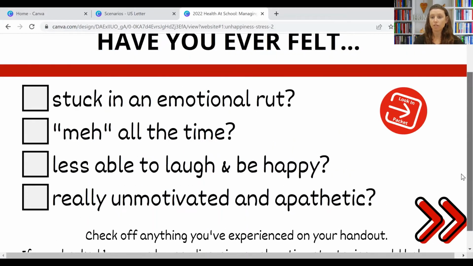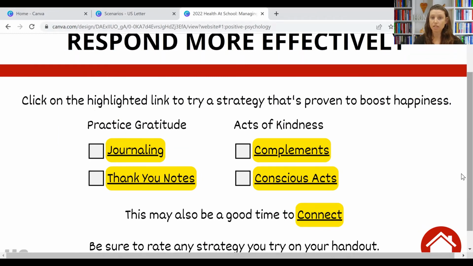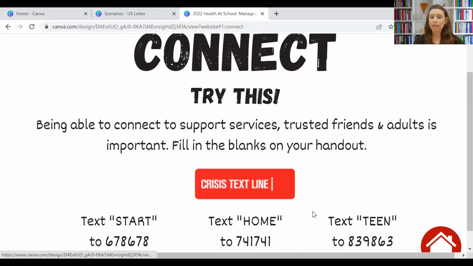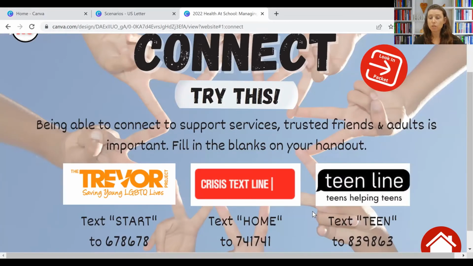And then they're going to learn some of the lessons that positive psychology has taught us, that we can respond effectively by practicing gratitude and acts of kindness to boost our mood and our level of happiness. And also that this might be a good time to try and connect with others. So if they select that strategy, they're going to be introduced to 3 different text lines that they can use. And in their packets, they're going to be prompted to identify our school psychologist, school counselor, school social worker, as well as an adult outside of school and a friend that they could turn to in their times of struggle.